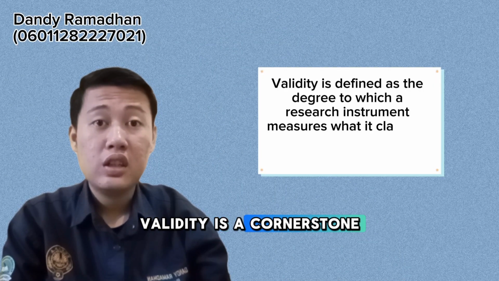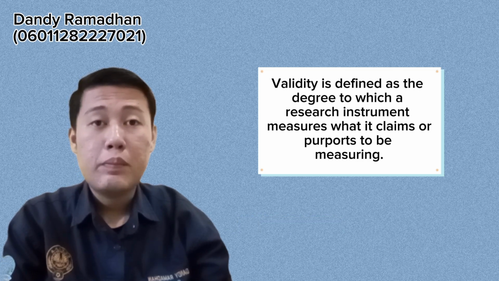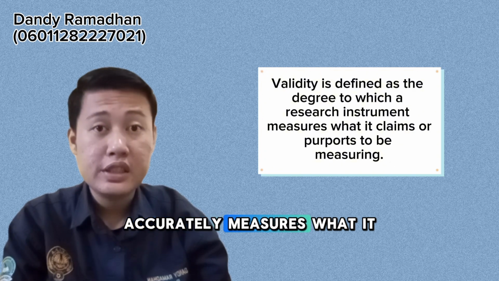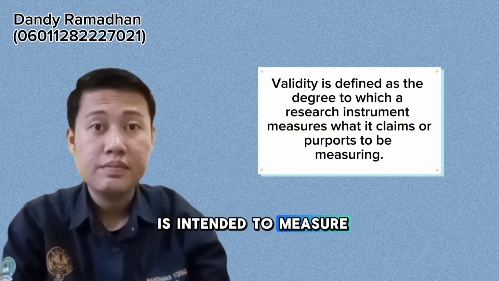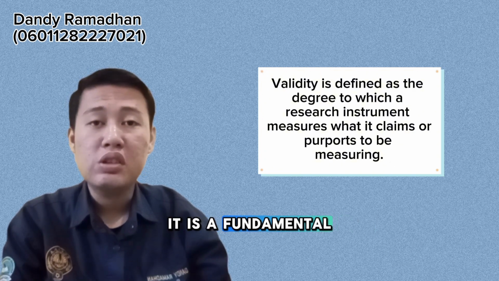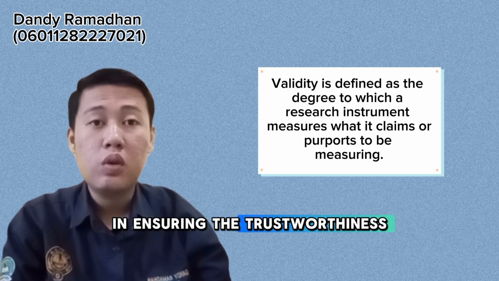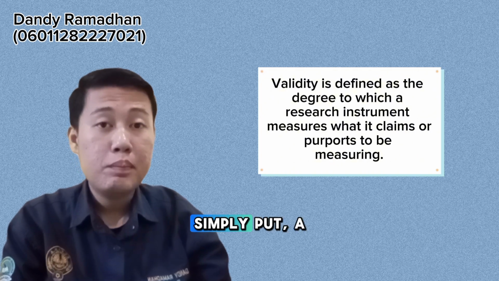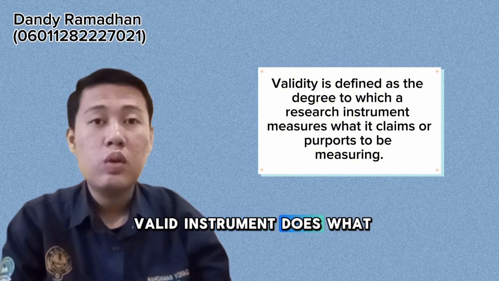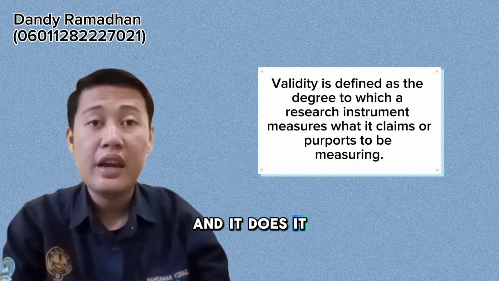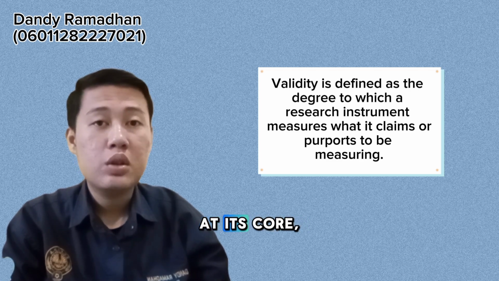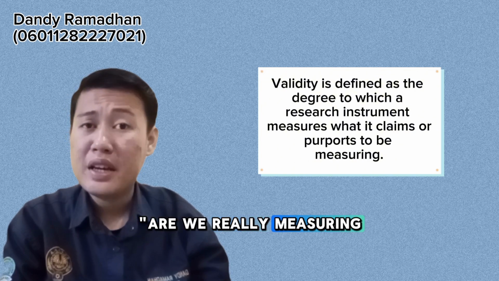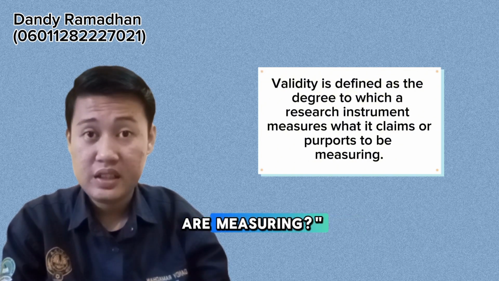Validity is a cornerstone concept in research, representing the degree to which a research instrument accurately measures what it is intended to measure. It is a fundamental consideration in ensuring the trustworthiness and credibility of research findings. Simply put, a valid instrument does what it claims to do and it does it accurately. At its core, validity addresses the question: are we really measuring what we think we are measuring?